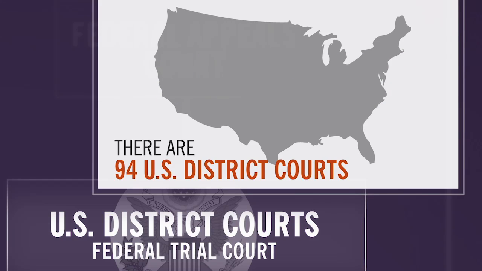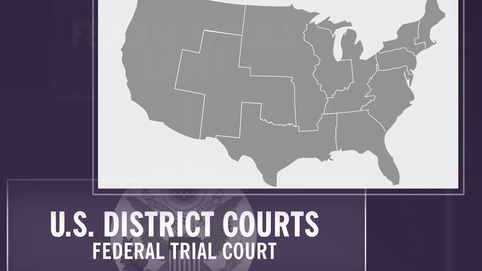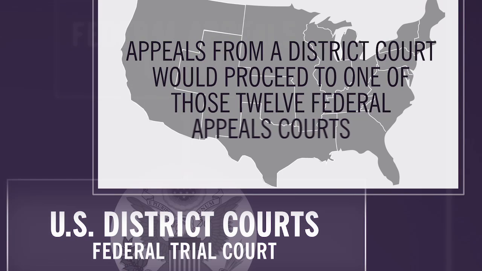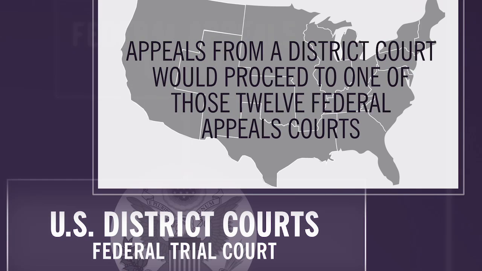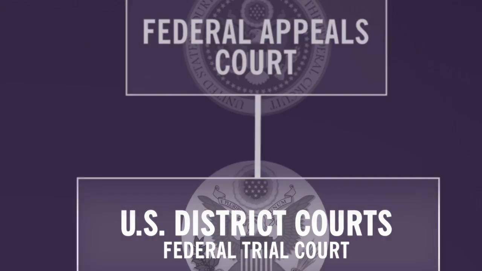Each of the 94 U.S. district courts fall within 12 regions of the country, each with its own federal appeals court. Appeals from a district court would proceed to one of those 12 federal appeals courts. The Northern District of Ohio is in the 6th District Court of Appeals.